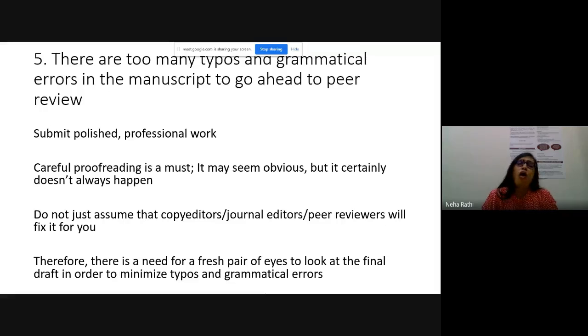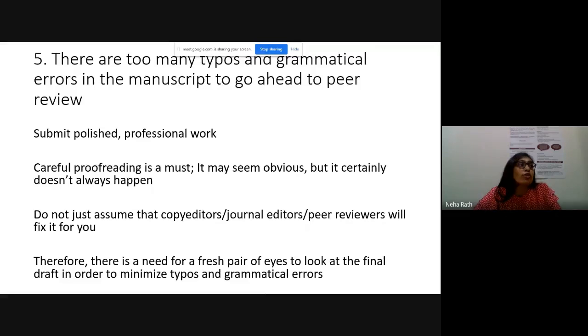How many times did you review? But you will see at the end, there's still one typo or grammatical error. So of course, for this, we need a fresh pair of eyes to look at the final draft in order to minimize typos and grammatical errors. What do I mean by fresh pair of eyes? A person who has never seen your draft.